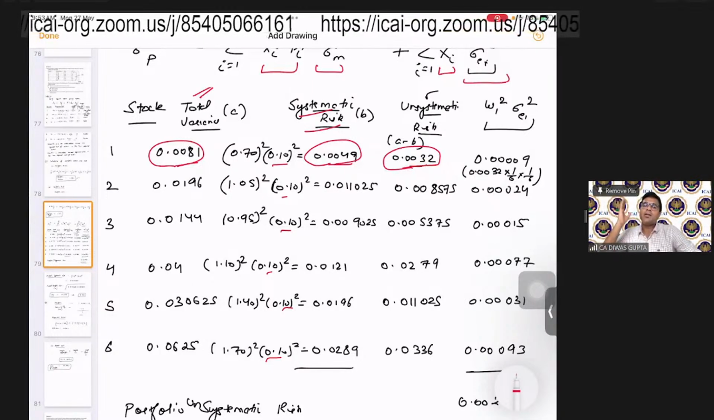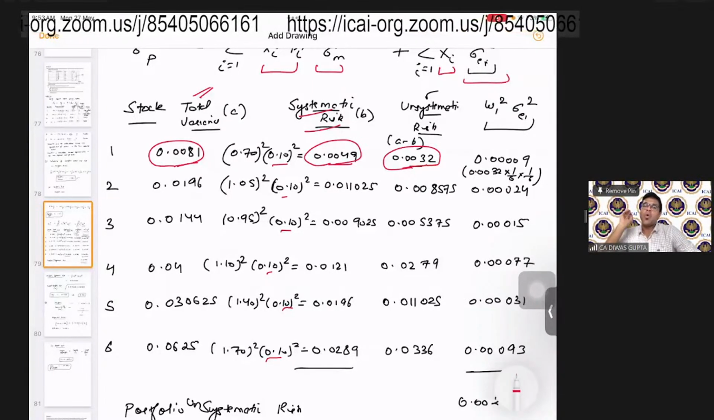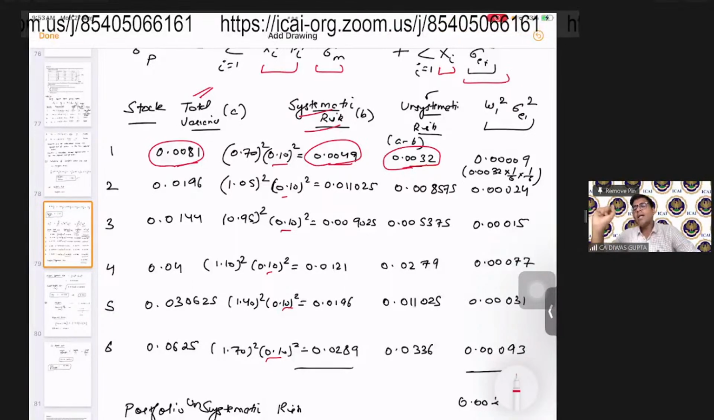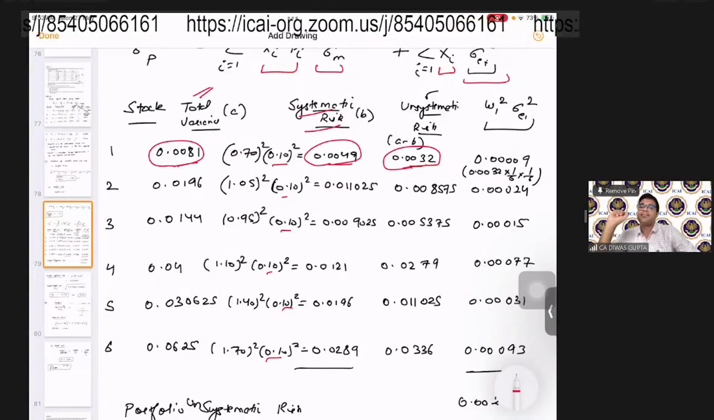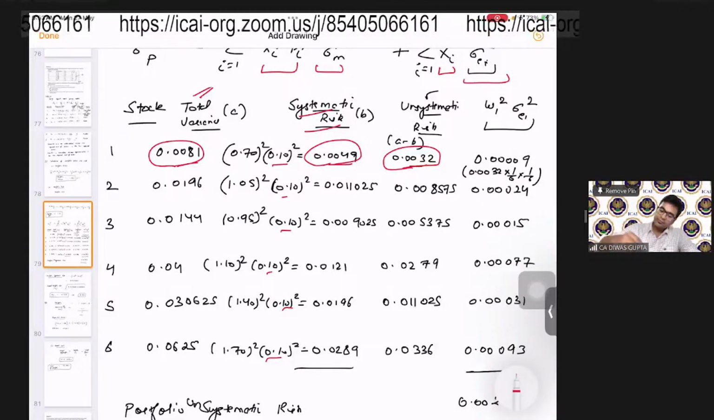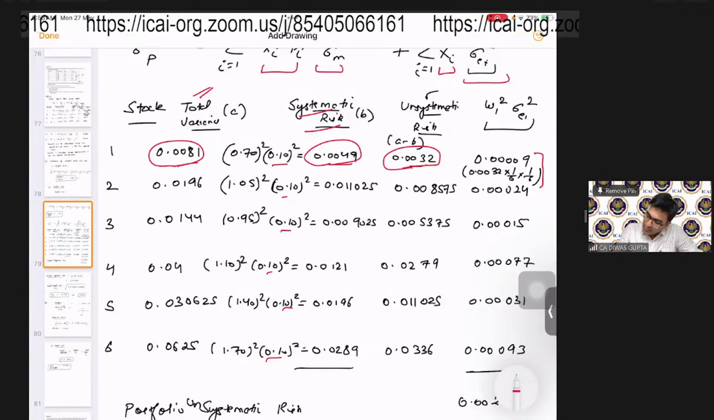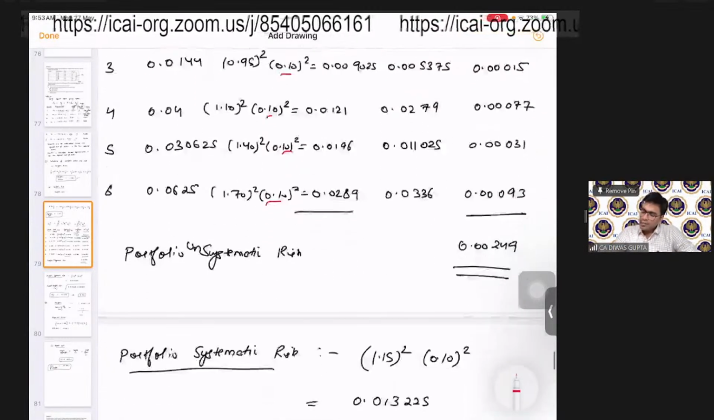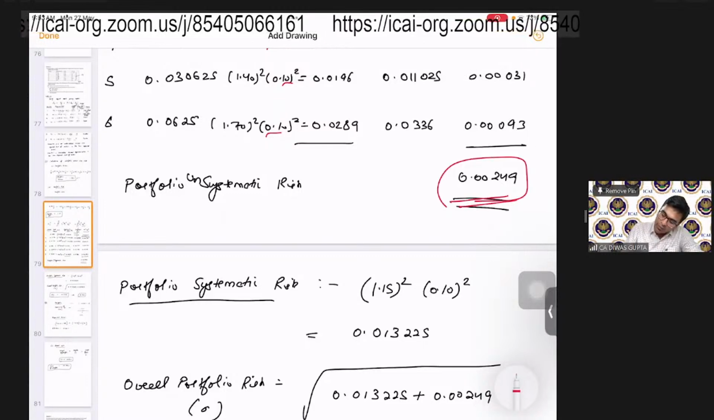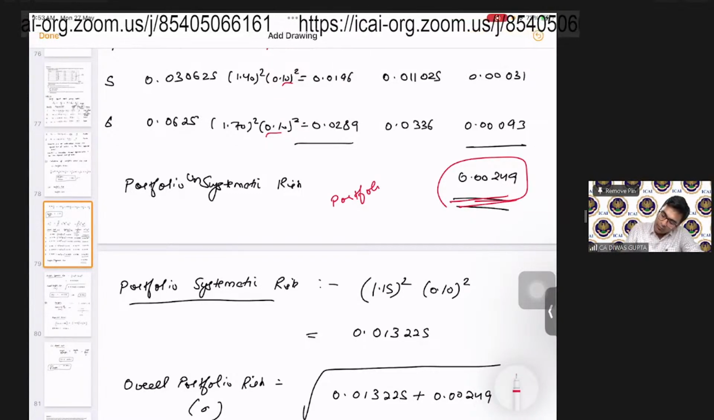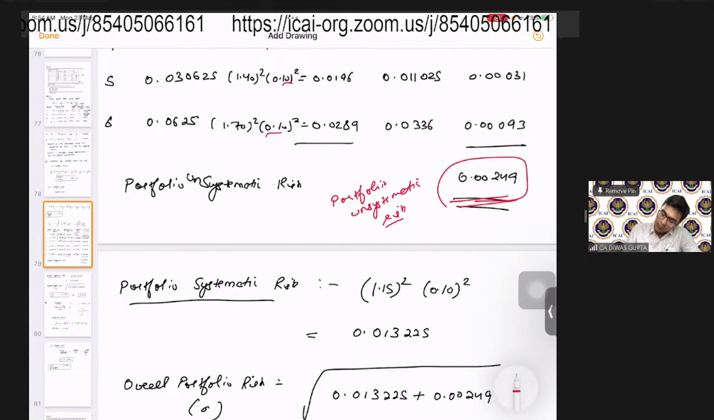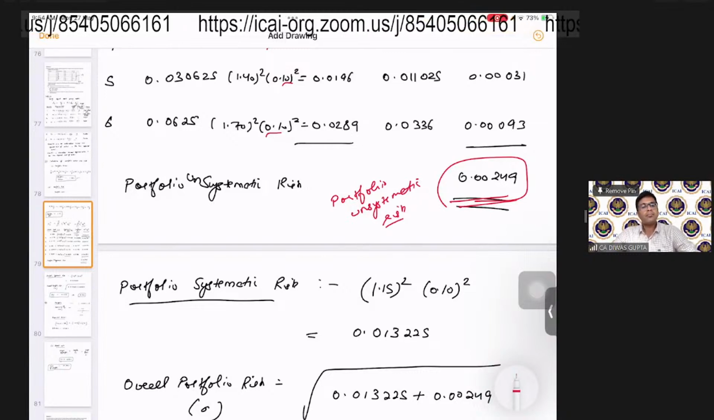So now we have the unsystematic risk or residual variance of these respective securities. In that, we have to multiply with the respective weight square, right? Which is 1 by 6 raised to the power 2. This is what we have done here. And then taking a summation of this, this becomes the portfolio unsystematic risk for the entire portfolio. Okay. Clear, students?